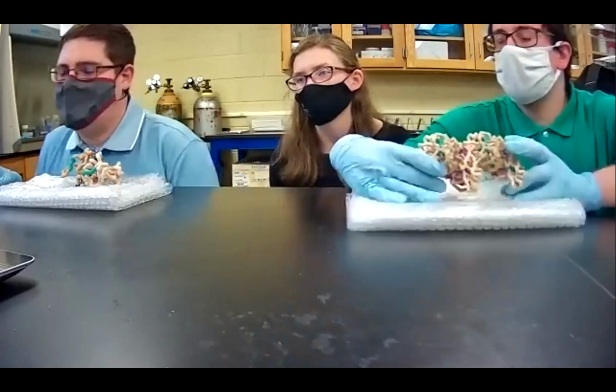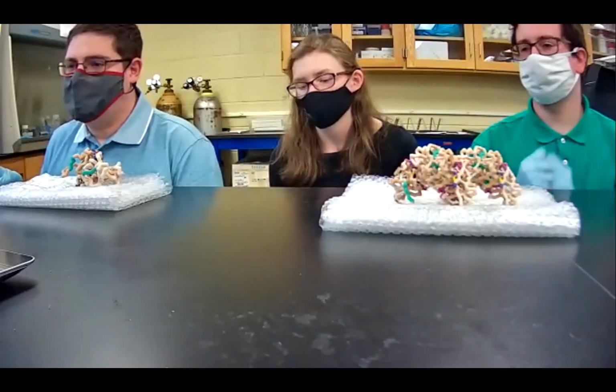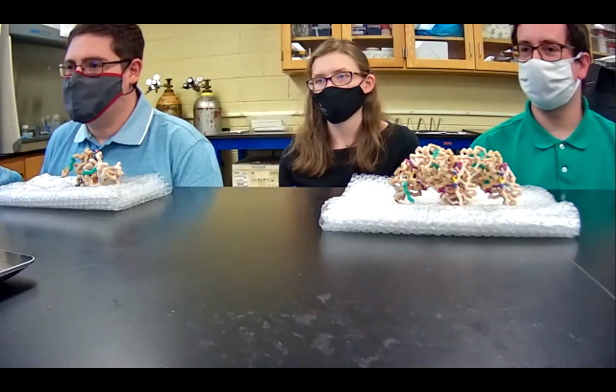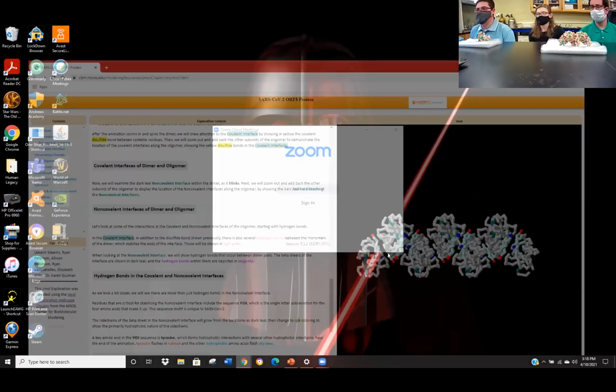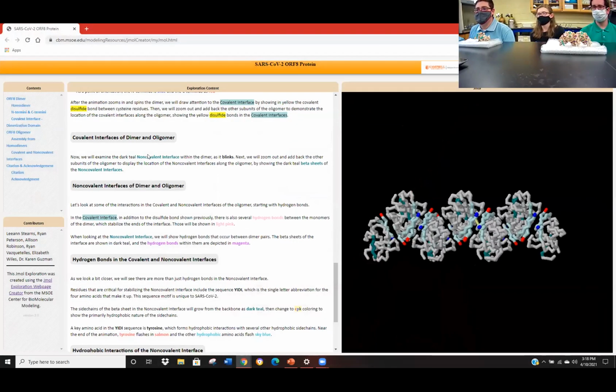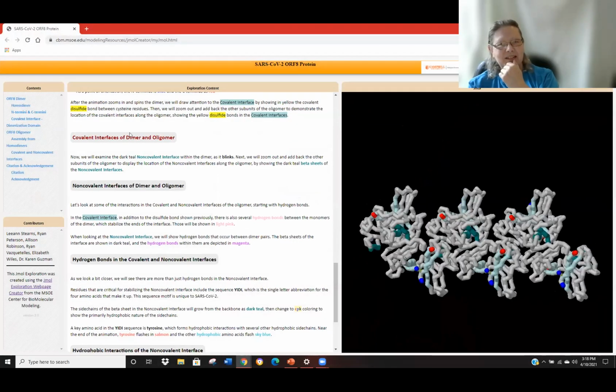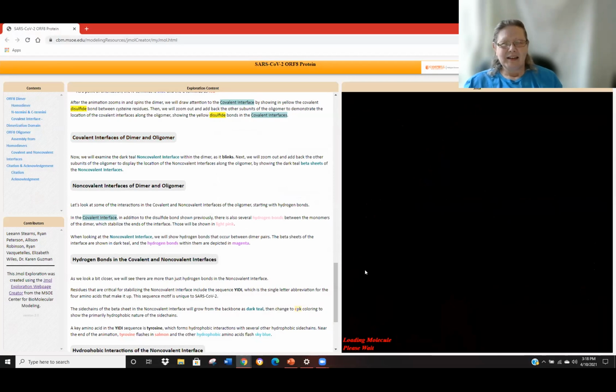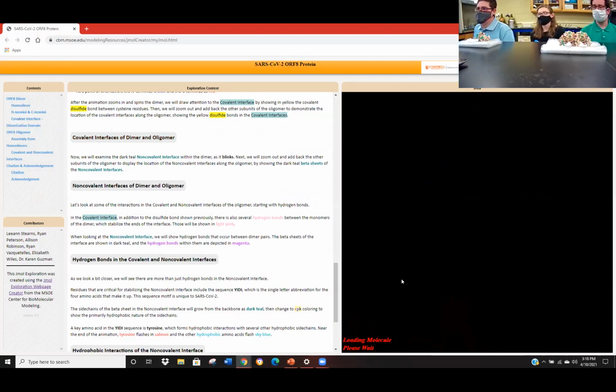All right, and then to show you a little bit clearer, I'm going to go ahead and share the screen so we can show you our exploration. Can you guys see that? Yes. All right. So while it's loading, we're going to show you guys the covalent interfaces involved in the dimer and the oligomer.